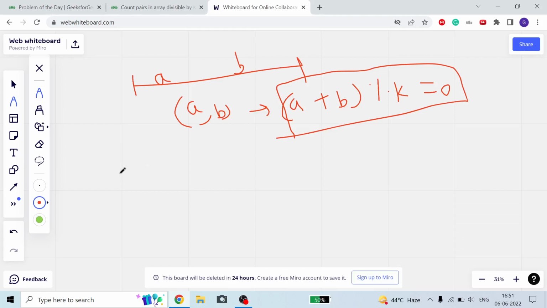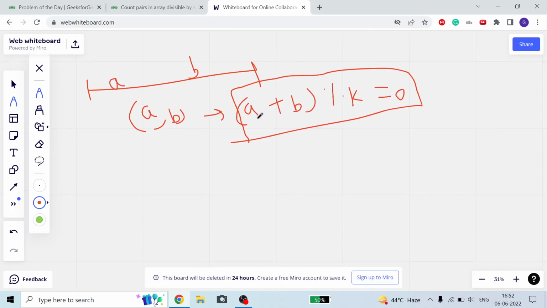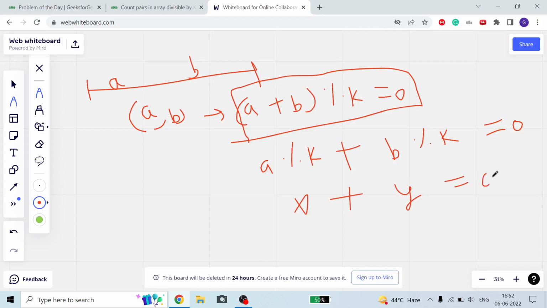And guys, there is a property of modulus that (a plus b) modulo k, we can write as a modulo k plus b modulo k, and then take the complete modulo as well, but we don't need it here. Now suppose a modulo k is x and b modulo k is y. So what we want is that x plus y should be 0.